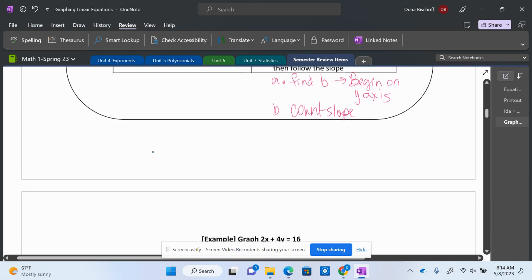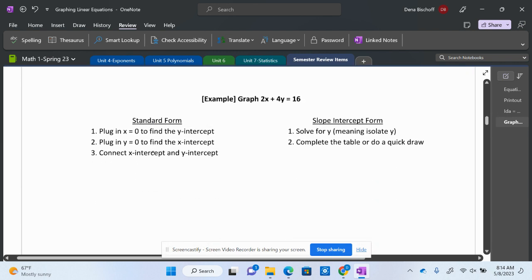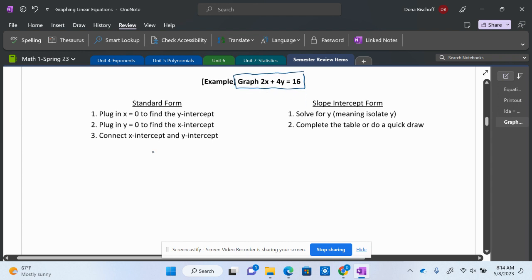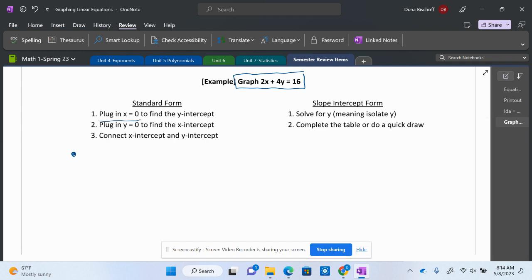Reese, are you good for me to go? Okay. All right. So this is the function that we're looking at. We're looking at this example, and we're going to try and put it in standard form. So it says we're going to plug in a 0 for the x and a 0 for the y to find the x and y intercepts.